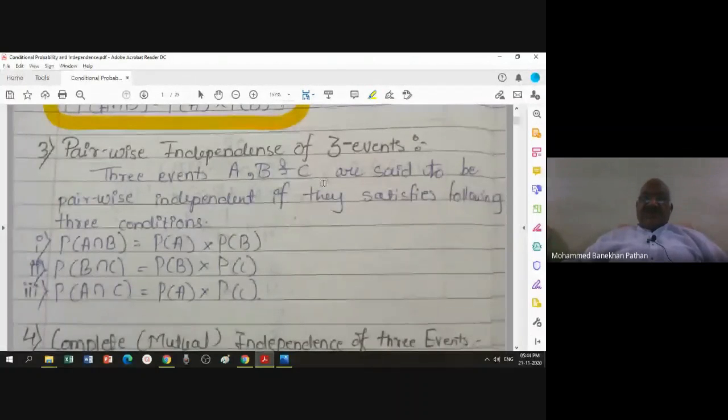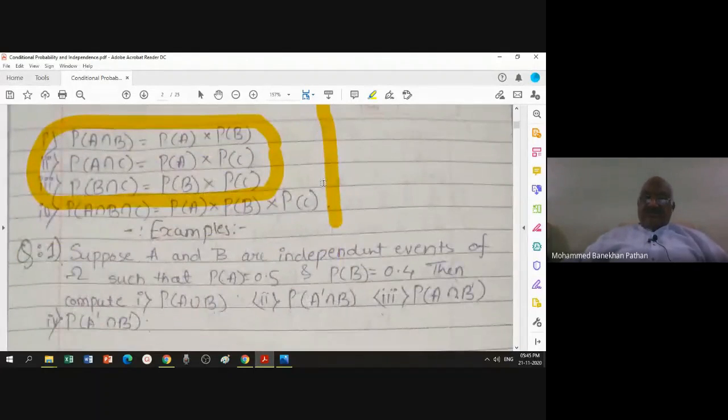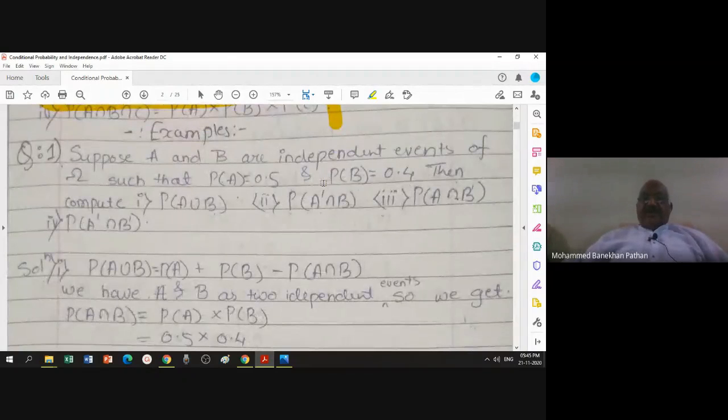On the basis of these four definitions, we'll try to study some numerical examples. Example number one, a very simple example, which is parallel to your previous topic. Suppose A and B are independent events of omega such that P(A) is 0.5 and P(B) is 0.4. Then compute the probability of the union, the probability of A' intersection B, the probability of A intersection B', and the probability of A' intersection B'. You can recall a similar example I took in the previous chapter.